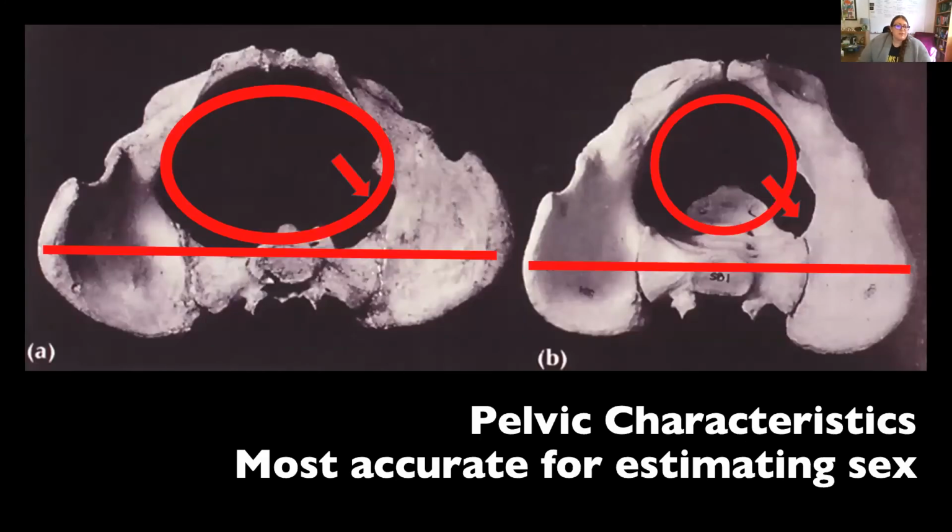So the pelvis is the most accurate region in the skeleton to estimate sex, and some studies have shown up to 95% accuracy. I want you to look for a moment at this picture. Maybe looking at these two pelvises next to each other will give you a good example of what we're talking about for sexual dimorphism. Which one do you think is male or female?